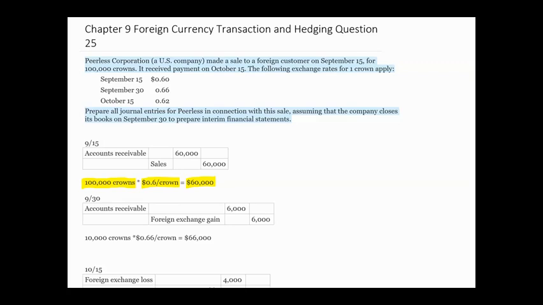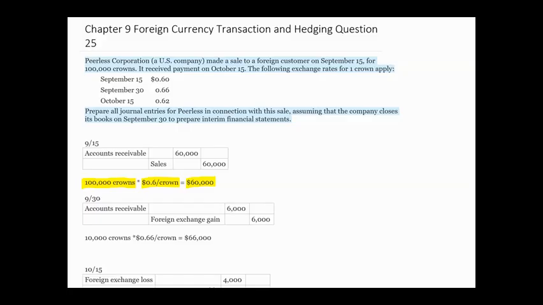Then on September 30th, this is the date when the company needs to prepare the interim financial statement and close its books. On that date, because of the change in the foreign exchange rate, the journal entry we did is to debit accounts receivable 6,000 and credit foreign exchange gain 6,000. Why do we do it this way? Let me show you with a T account.